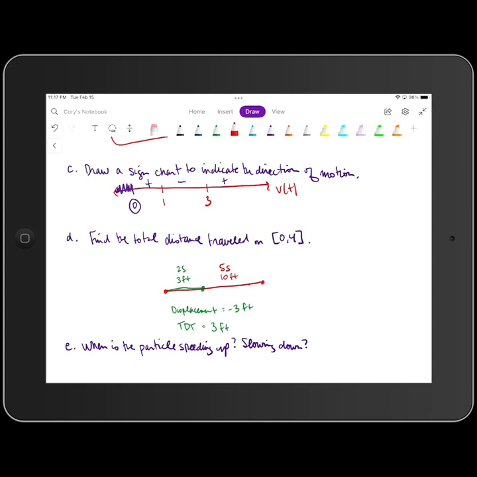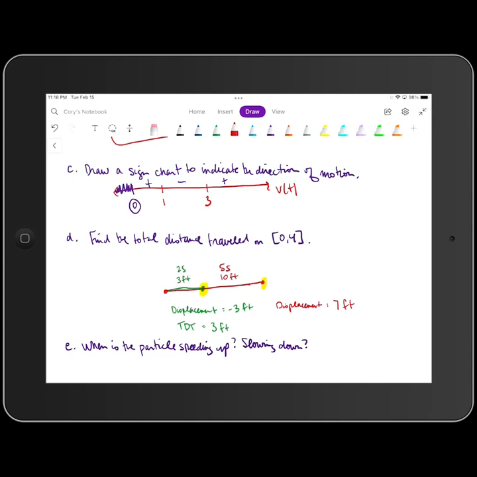So if we want to calculate the displacement in those first 7 seconds, how much has our position changed from our starting point here in yellow to where we finished up in red? The position has changed 7 feet in the positive direction. So our displacement over those 7 seconds is a positive 7 feet.